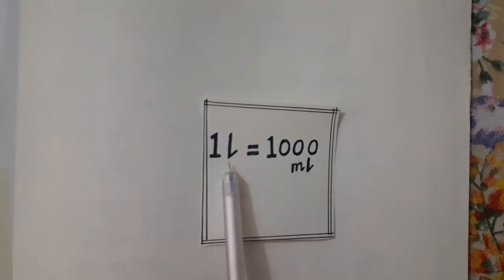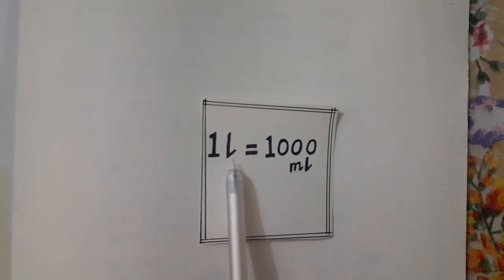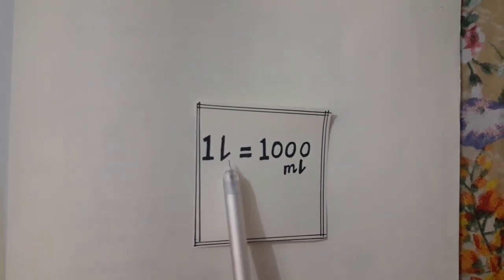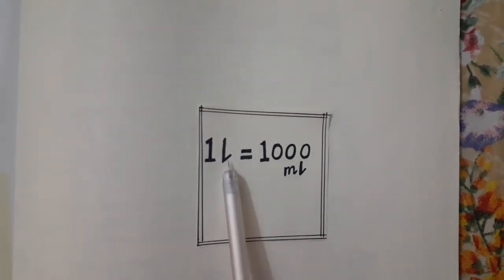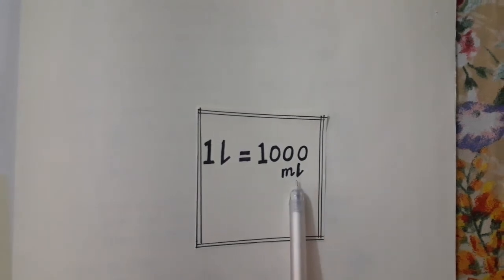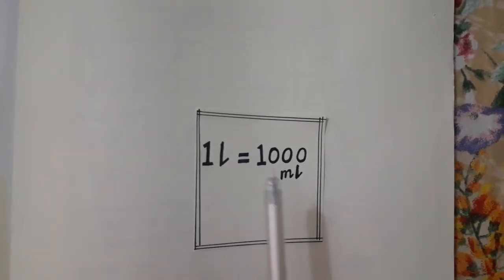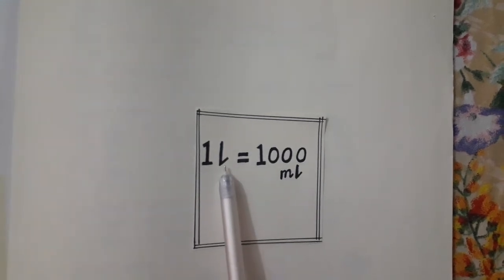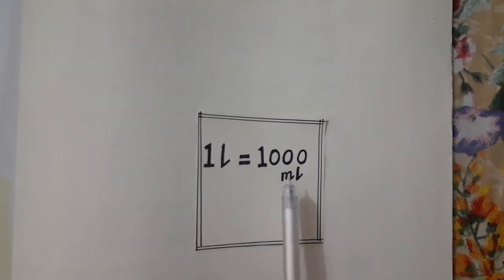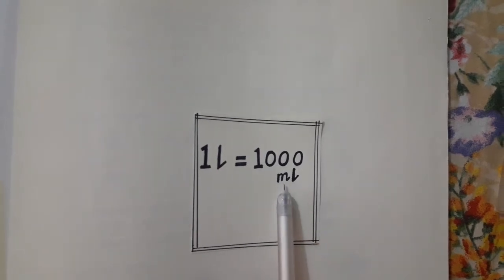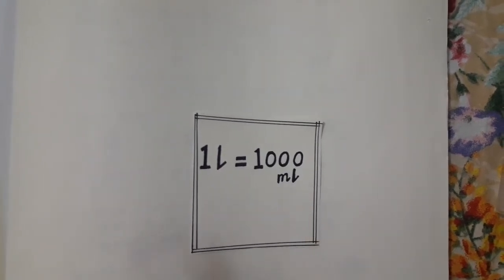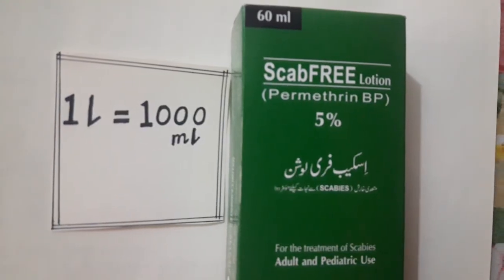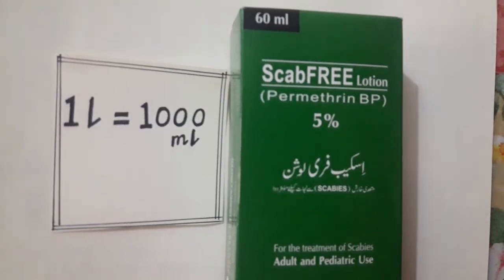Students, L is the abbreviation of liter and ml is the abbreviation of milliliter. So these are the short forms. Liter is a larger unit of measuring capacity, and milliliter is a smaller unit of measuring capacity. And capacity is the quantity of liquid a container can hold.